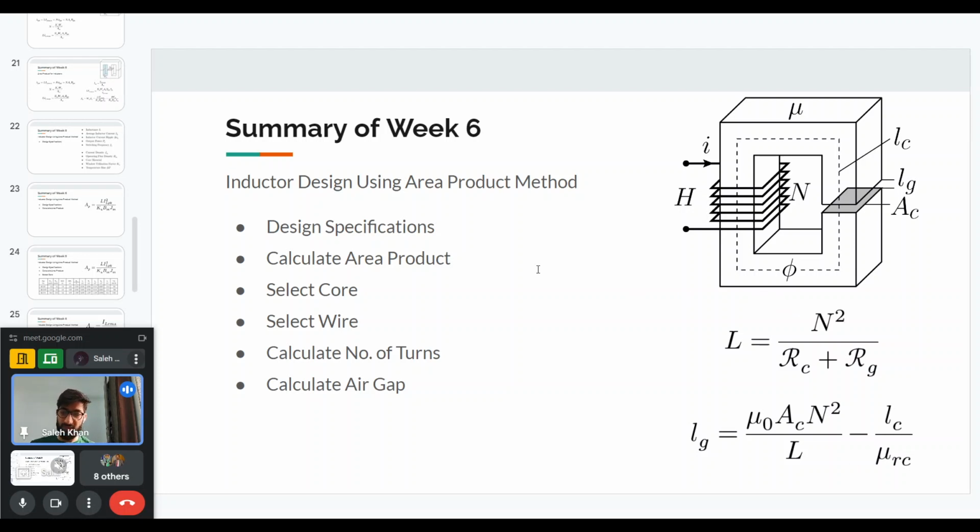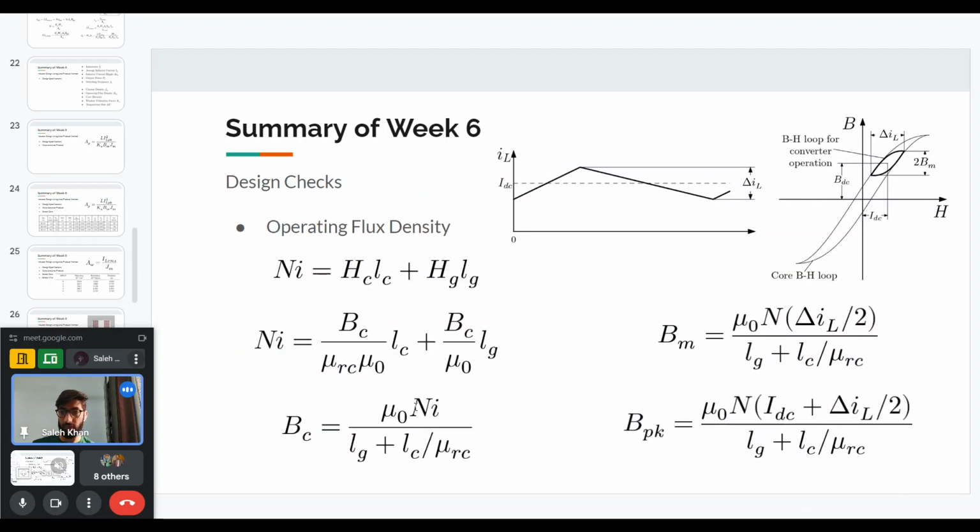Once all these things are done, you have designed the inductor, because you have selected the core, the wire, the number of turns, and the air gap. Then the inductor is basically designed. But before that, you have to check whether some design specifications are met or not.